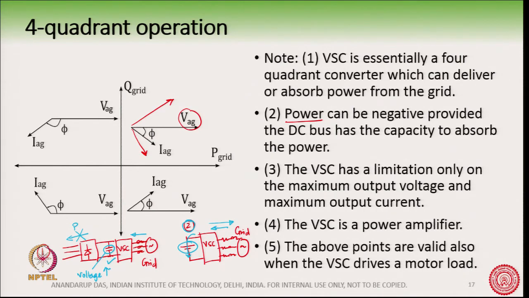So, in fact, to protect capacitors under certain conditions like this, we actually put a bleeding resistance. Often we put a bleeder resistance here, because if the voltage becomes too high, then we just dissipate that energy into a bleeder resistance.